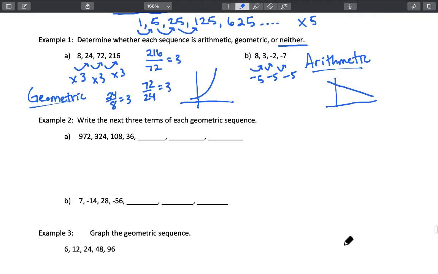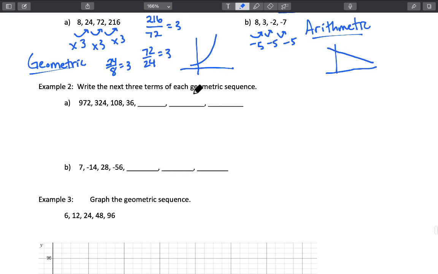All right, in example 2, we want to write the next 3 terms of each geometric sequence. So before we do that, we need to figure out what the common ratio is. The common ratio can always be found by taking the second term and dividing it by the first term. So remember, these subscripted numbers represent position numbers in the sequence.